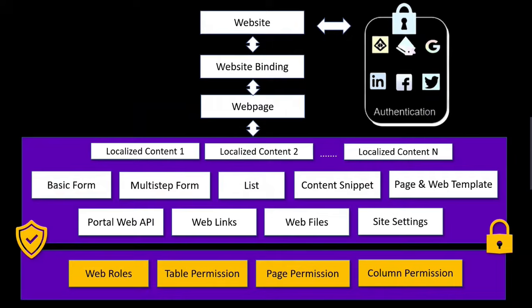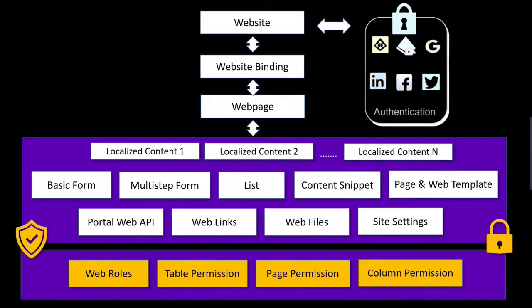Now the website is there, the website binding is there. The next is the web page. What is a web page? I'm going to discuss the web page in more detail in the live environment, but a quick overview: it's like a container. Anything you want to display on the portal, whether it's content, or, as you can see in the middle section of the picture, the localized contents. I'm going to discuss that later.